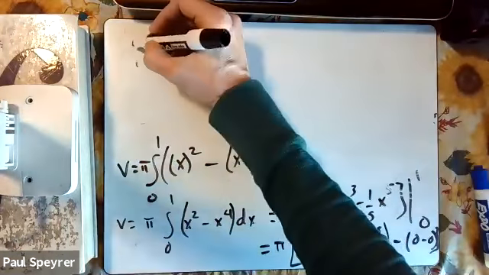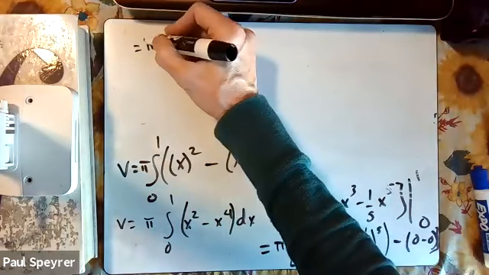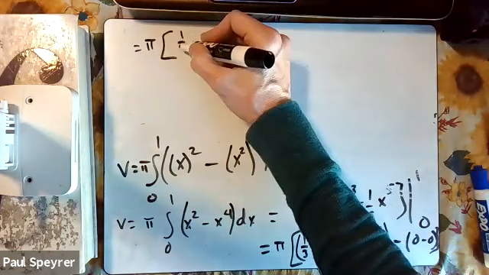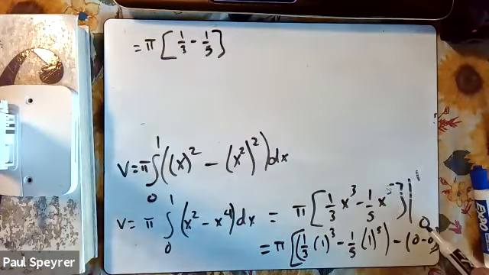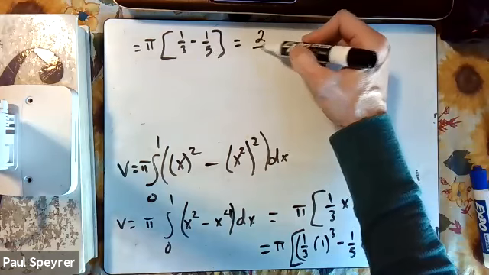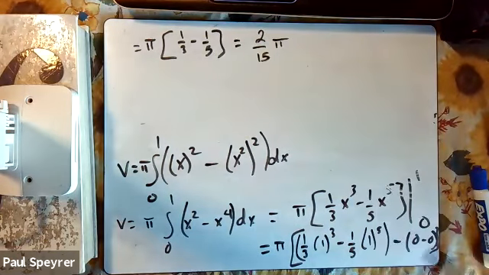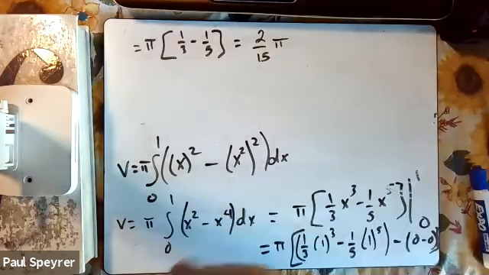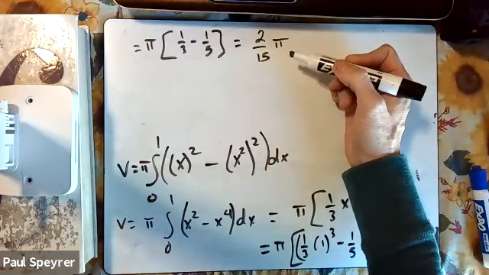So all we really have left is pi, and then a third minus a fifth, right? Because again, the bottom limit of the integral is all 0 stuff. So a third minus a fifth is 2/15. So your volume is actually 2/15 pi when you rotate those specific curves about the x-axis to figure out its volume. Again, leave it in terms of pi, no decimals unless the problem asks you to.